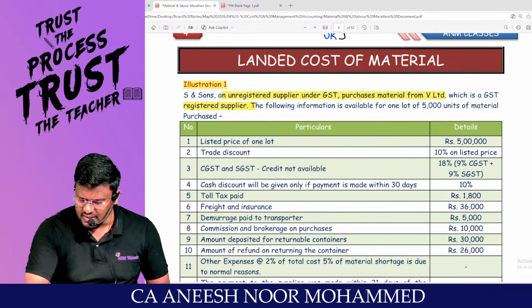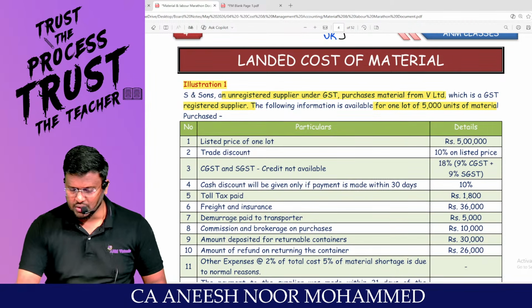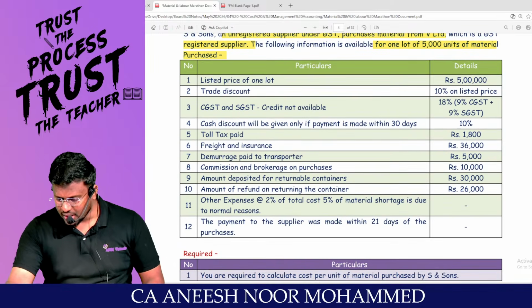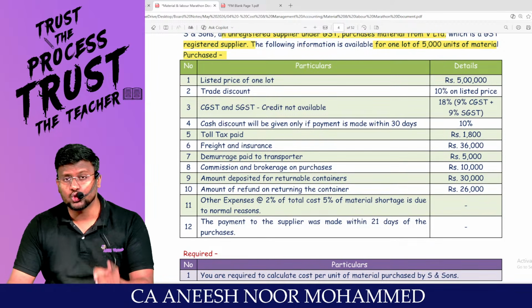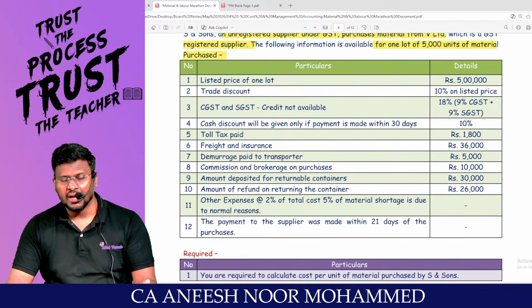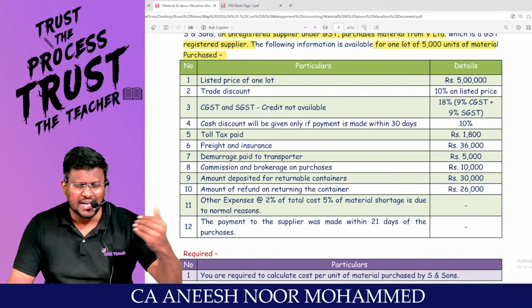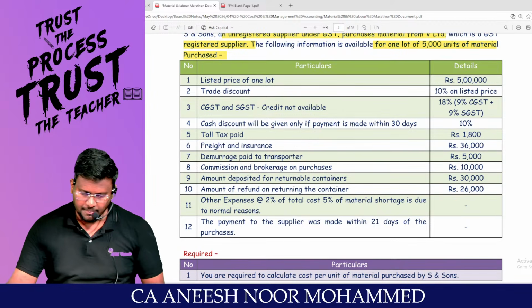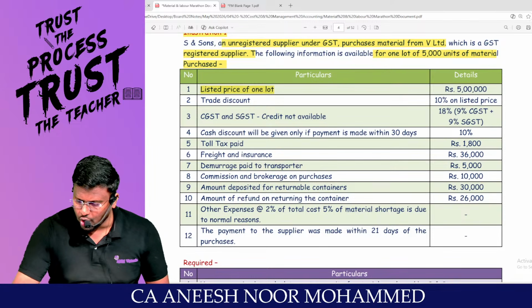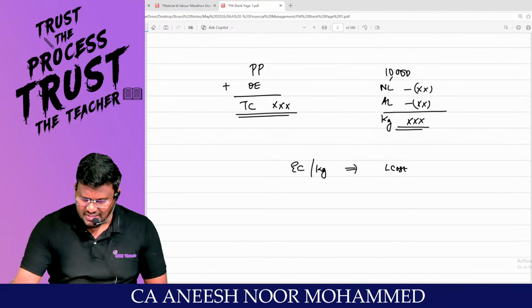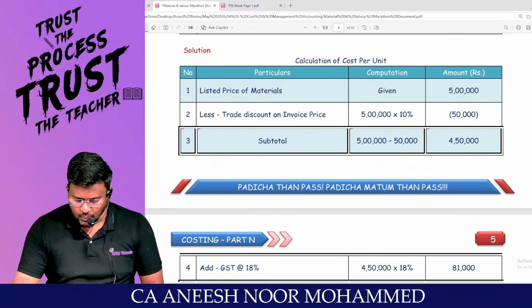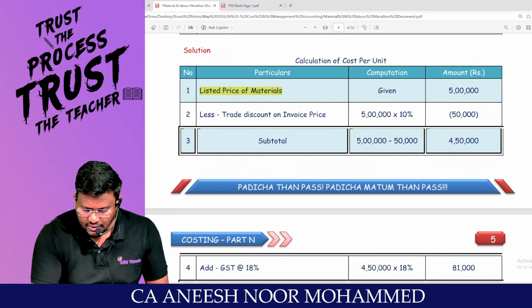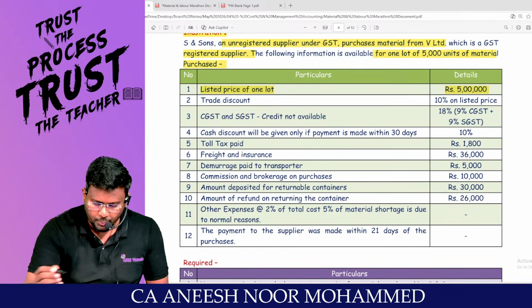Following information is available for one lot of 5,000 units of material purchase. So whatever cost you are incurring is for 5,000 units if there is no normal loss and abnormal loss. If there is normal loss, that many units have to be excluded. Listed price of one lot is rupees 5 lakh. That means the listed price is 5 lakh rupees. Listed price of material is part and parcel, 5 lakh rupees is the cost.